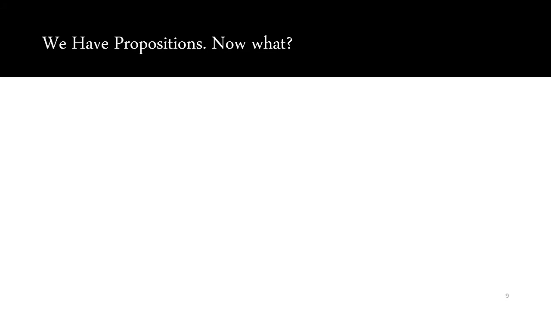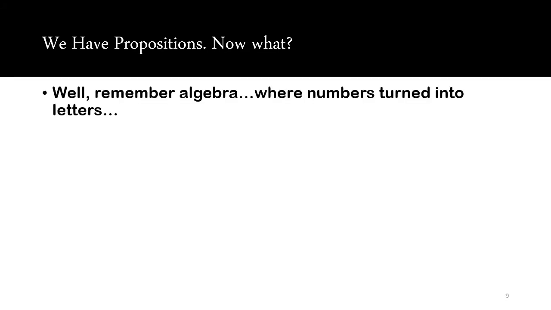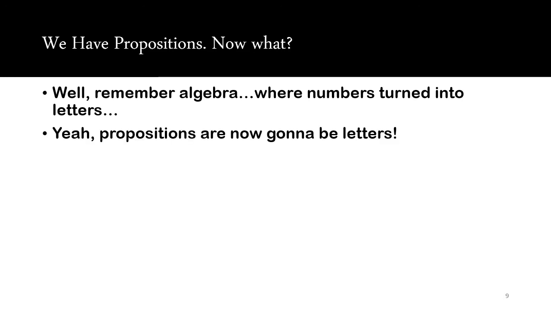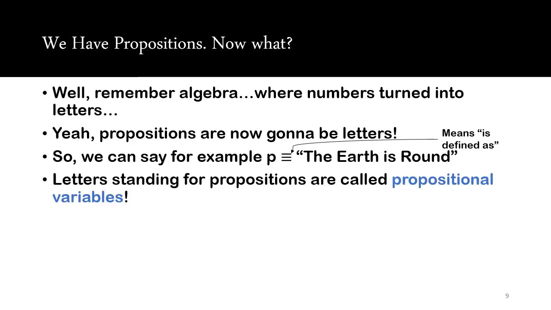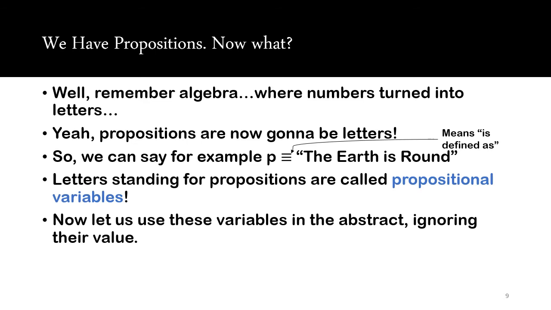So we have propositions. Now what? Well, remember algebra? Where numbers turned into letters? Yeah, propositions are now going to be letters. What fun. So we can say, for example, P, well, there's a special symbol there. What could it mean? Well, it means is defined as. So this is P is defined as the Earth is round. So we have letters standing for propositions, and those are called propositional variables. So let's use these variables in the abstract, ignoring their value.